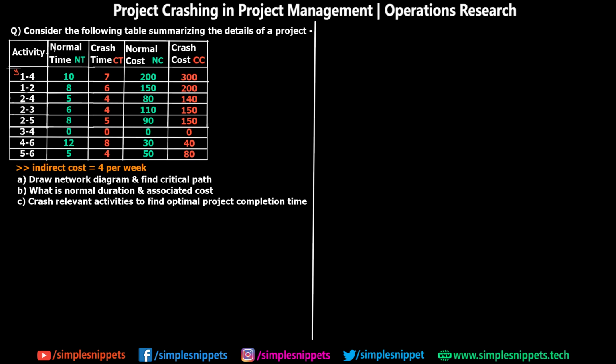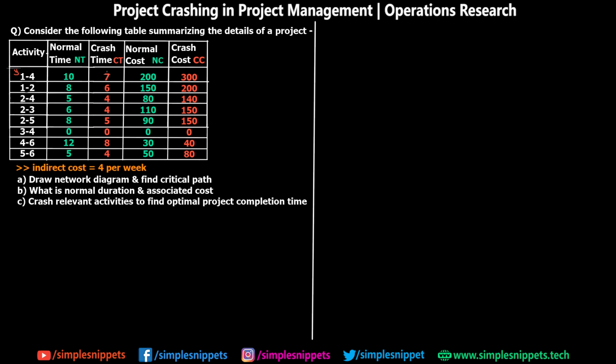Now what we've been given is the normal time that the activities take. Activity 1 to 4 normally takes 10 weeks, and all the time is in weeks and the cost is in rupees. Activity 1 to 4 takes 10 weeks normally, but when you crash it, we've been given that you can crash it by 3 weeks, so that's why it is 7 weeks. This is the maximum crashing that you can do, that is, you can crash activity 1 to 4 till 7 weeks, but not less than that.